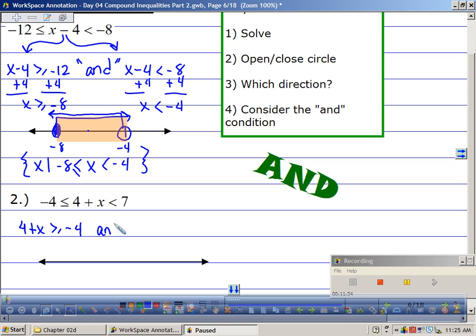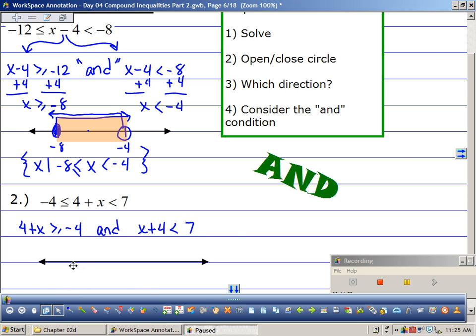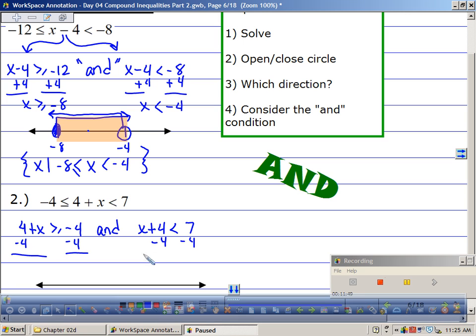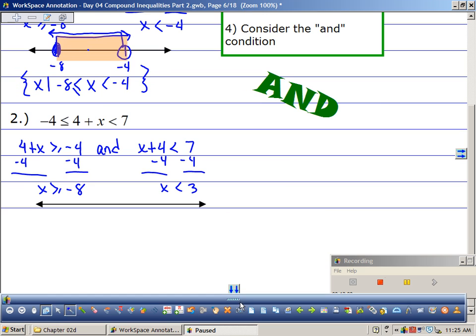Excellent. And good job. How'd you solve it? Subtract 4. We can do it all the way across, right? Subtract 4 from everybody. And what are you left with? Good job. And x is less than 3.